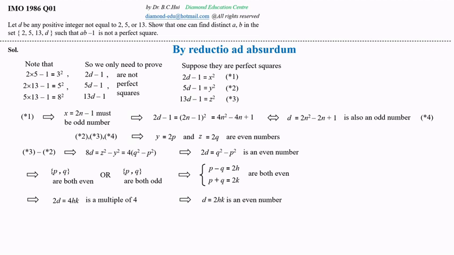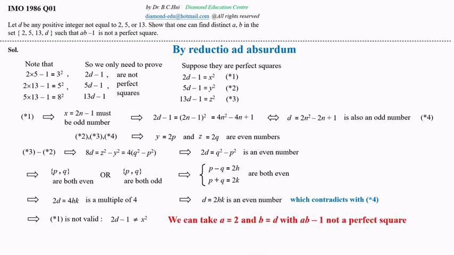And this says that d equals 2 times h times k is also an even number, which contradicts with our equation number 4. So the assumption is not valid, and 2d minus 1 is not a perfect square. Now, this is the result. We can always pick a equals 2 and b equals d, with ab minus 1 not a perfect square.